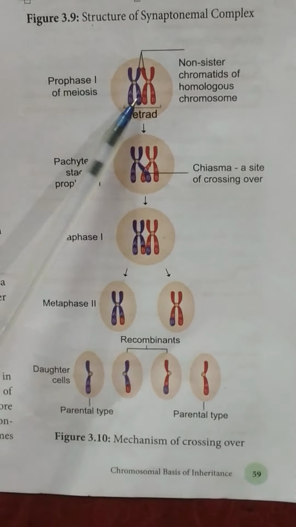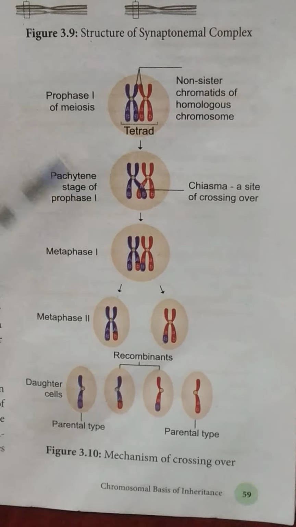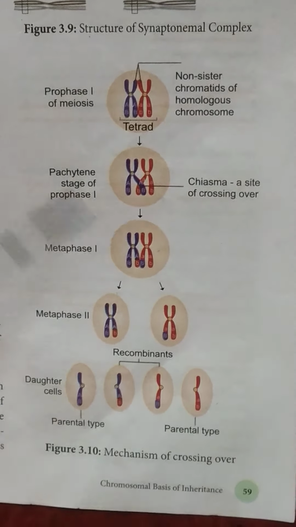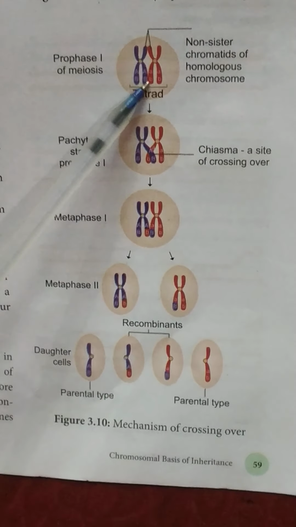In meiosis, there are sub-stages called prophase, metaphase, anaphase and telophase. Four phases are there. So during prophase 1 of meiosis, crossing over takes place. You can see the picture here, the non-sister chromatids of the homologous chromosomes. These two are referred to as the non-sister chromatids of the homologous chromosomes.